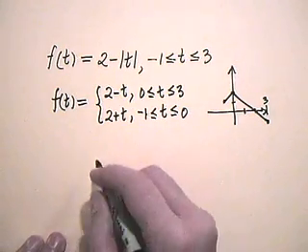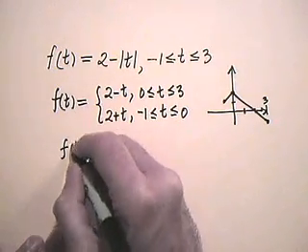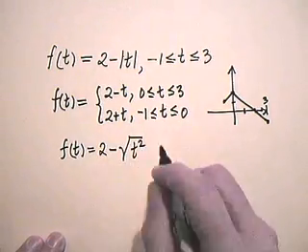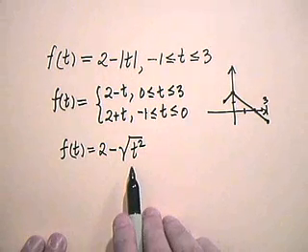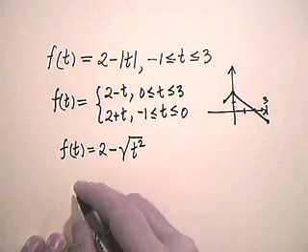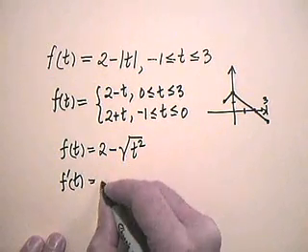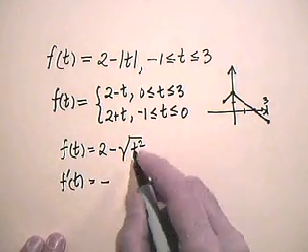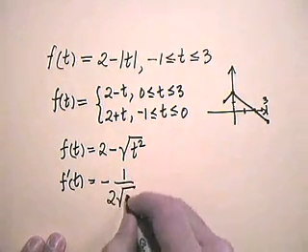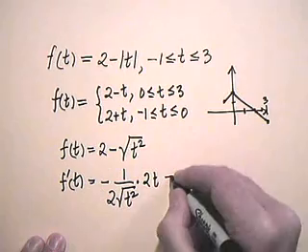Well, in order to make this clearer, let's rewrite the function in another way. F of t equals 2 minus the square root of t squared. Remember, the absolute value of t is the square root of its square. When I write it in this form, I can differentiate with the chain rule. The derivative of 2 is 0. We get negative of the derivative of the square root of t squared. Well, that would be 1 over 2 square root of t squared times the derivative of what's inside, 2t.